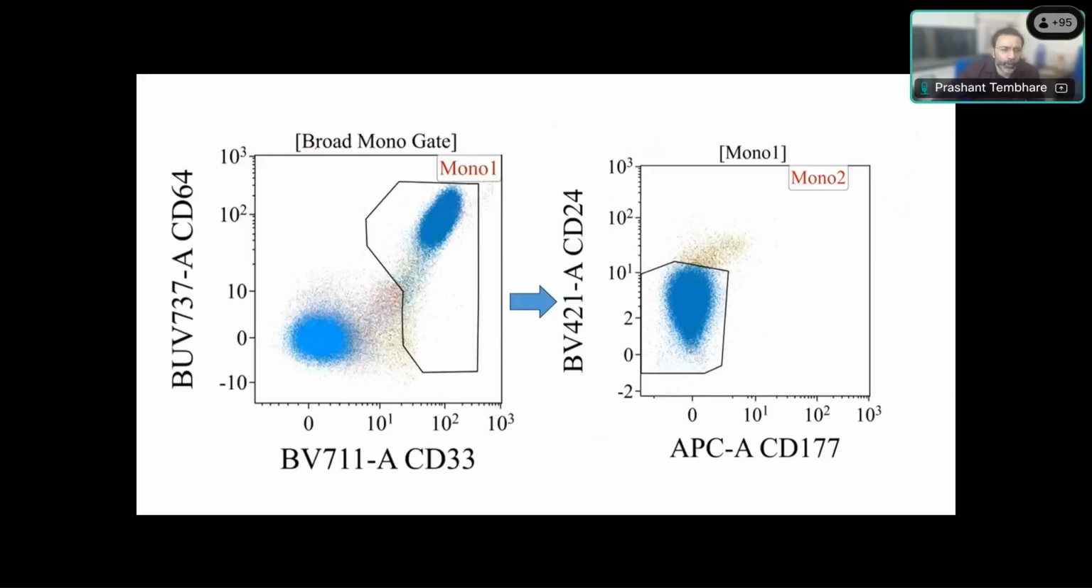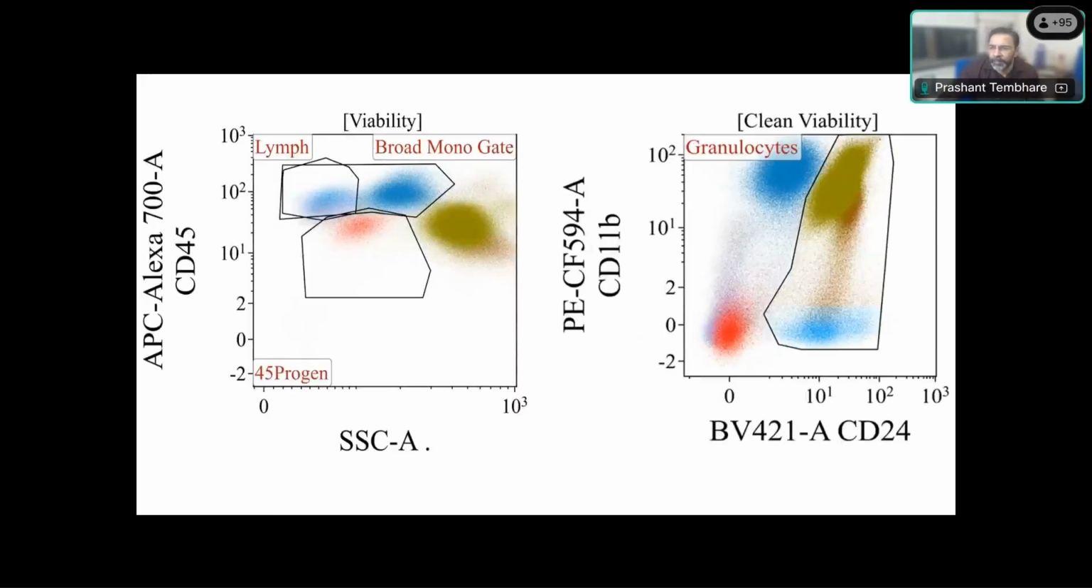Then let's go to the monocytes. Now in the monocytic compartment, as I mentioned, what we have done is we excluded the granulocytes, and then we gated this part of monocytes broadly using CD11b and CD14.